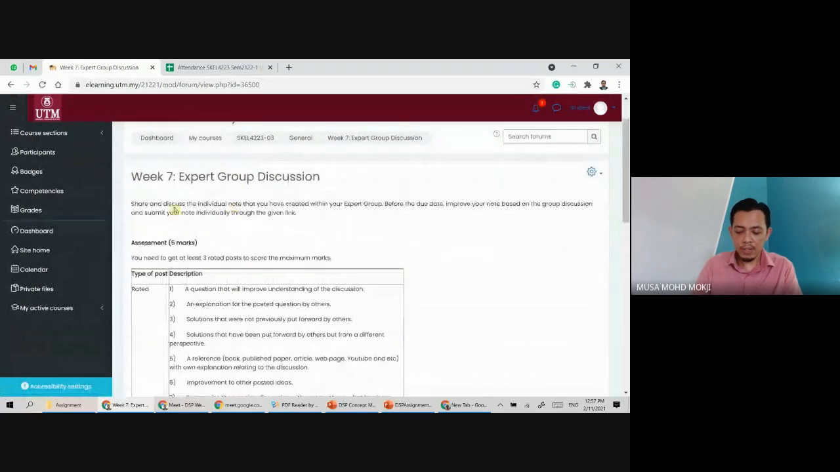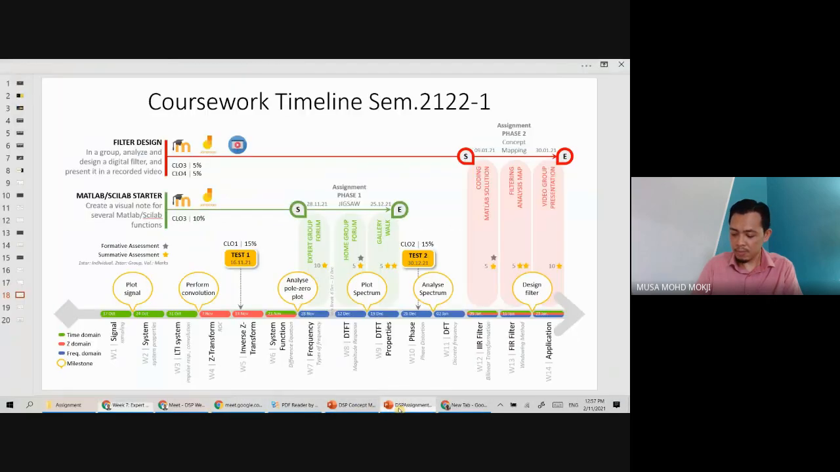What you should do is share and discuss the individual note. Because in the first week, if you look here, the first thing is you need to read the question. In that question, you need to come up with a visual note. We call it a visual note. It's like a mind map. You'll be given some MATLAB functions, and you need to learn those functions and then create mind map notes. Every one of you needs to do that.